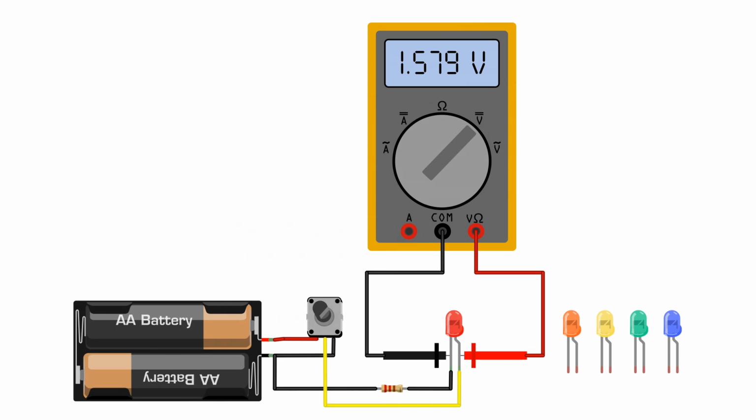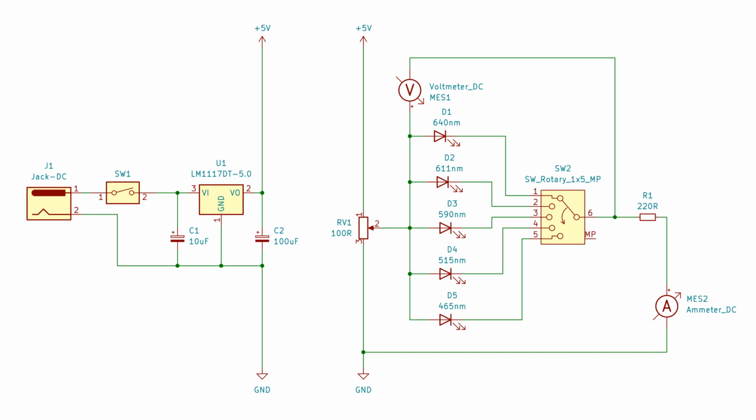Of course, you can now measure the voltage individually for each LED at which it starts to light up, but I thought it would be more convenient to do this with a small customized PCB. The best way to explain this is by means of the circuit diagram.